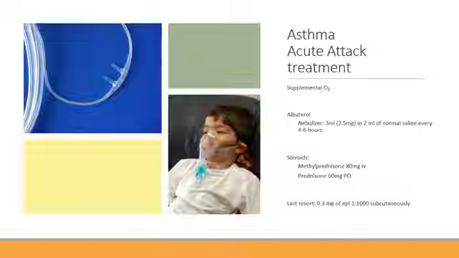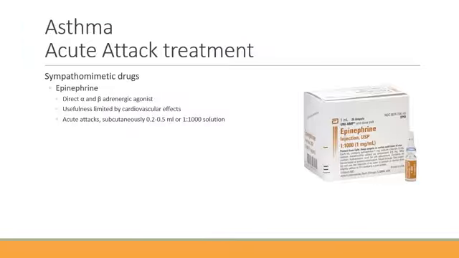One of the more common ways to give epinephrine for acute asthmatic attacks is to administer 0.3 milligrams of epinephrine subcutaneously. That would be like your EpiPen for an adult, or 0.15 milligrams, or the EpiPen Junior for pediatric patients. So just as a reminder, your sympathomimetic drugs that we use for acute asthmatic attack would include your epinephrine. Once again, it's a direct-acting alpha and beta adrenergic agonist.